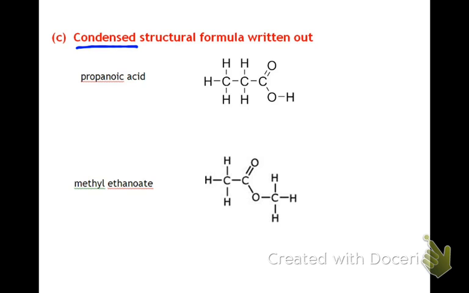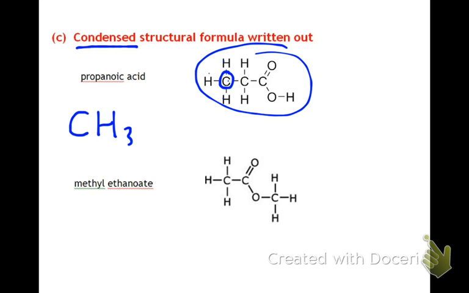Let's start with the condensed structural formula. Propanoic acid is given, and this is the formula over here. The way we write the condensed structural formula is to go one carbon atom at a time. So let's start with this carbon atom over here, and we indicate what's bonded just to that carbon atom, and there are 1, 2, 3 hydrogen atoms, so CH3.